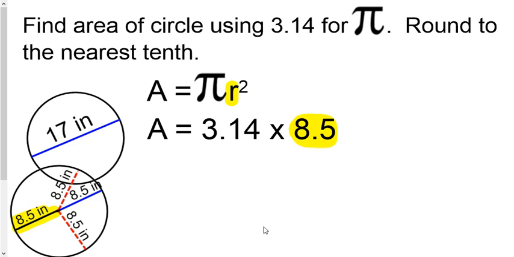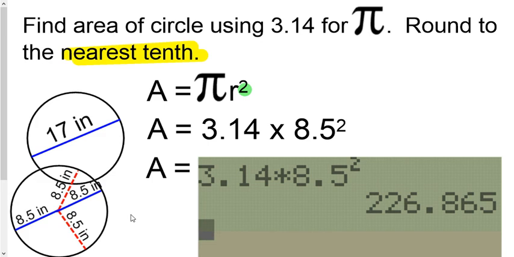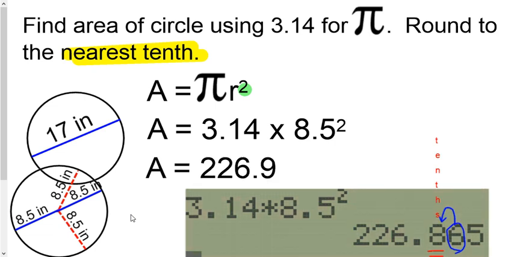Okay, so if they stretch it all the way across a circle, it's diameter. If they tell you it's diameter, just divide it by 2 and you'll have the radius. Don't forget to square the radius. Type it in your calculator. And this time you can see that we've got a lot more decimal places here, and it says please round to the nearest tenth, where our tenths place is right here at the 8. And we look a little to the right, there it is, there's a 6, and that would tell us to make that 8 into a 9. So it'd be 226.9. Since we're working with inches, it'd be inches squared.